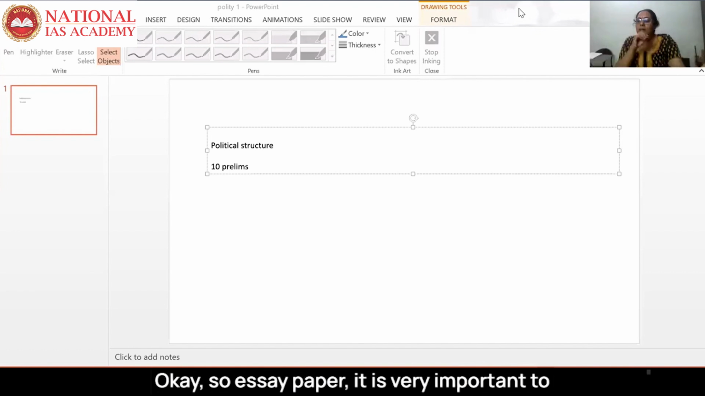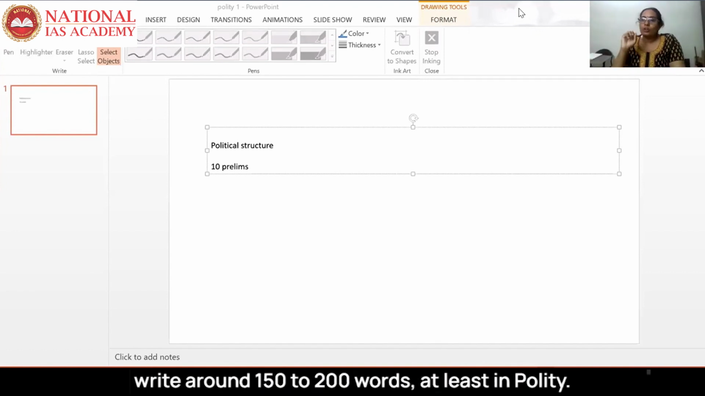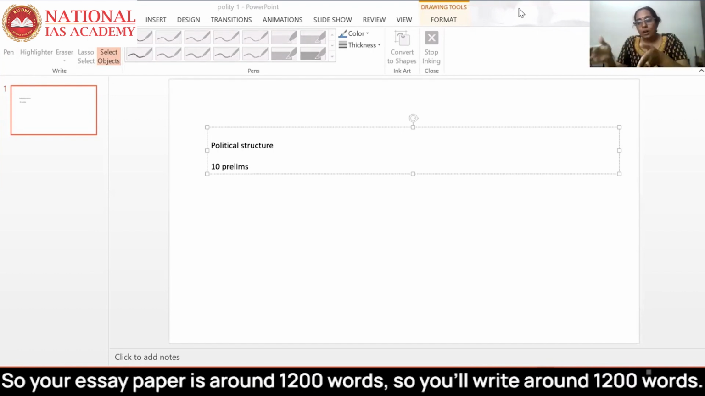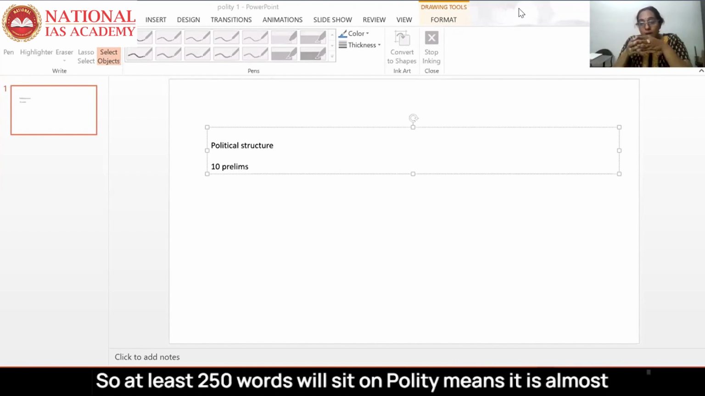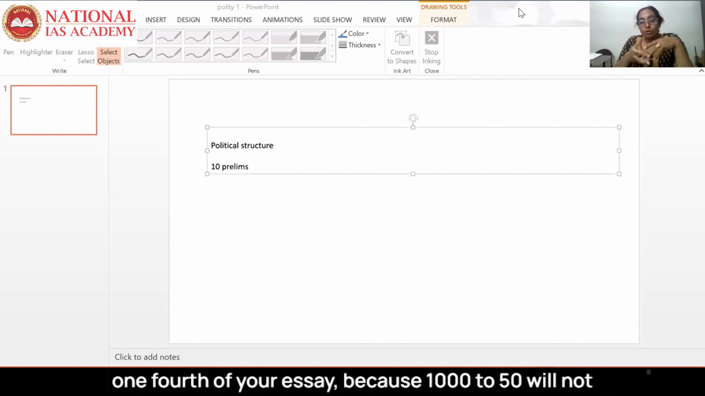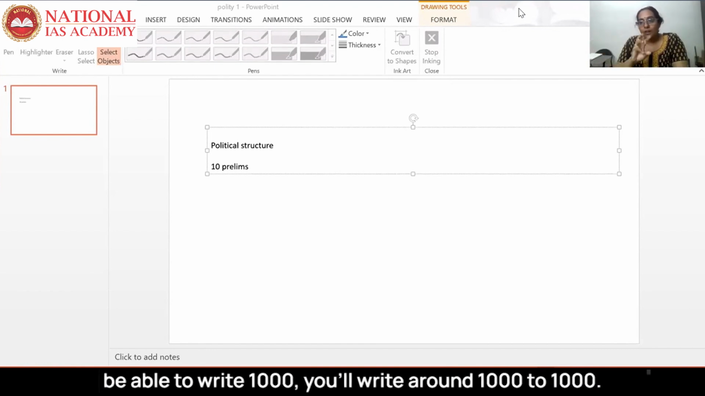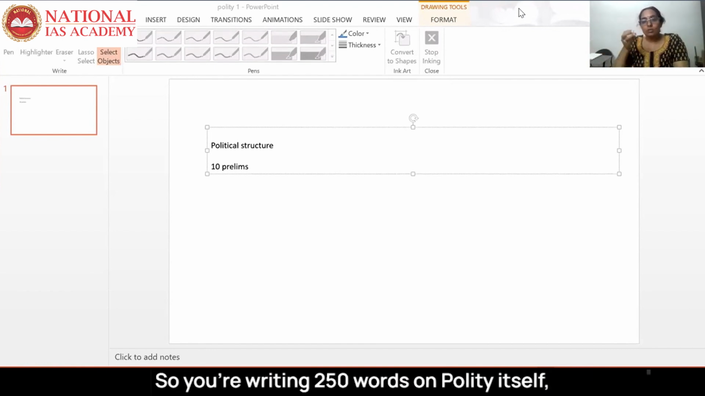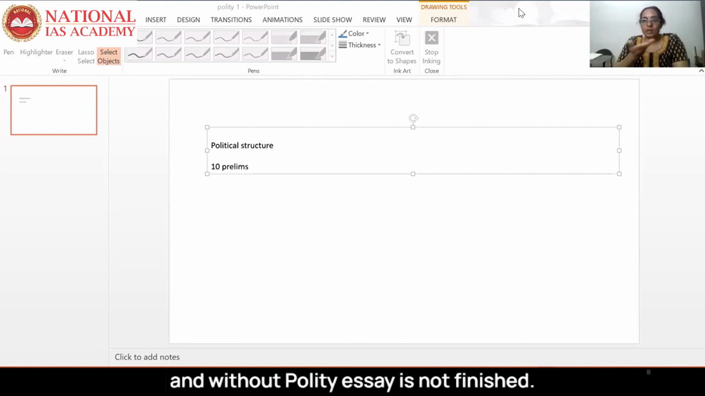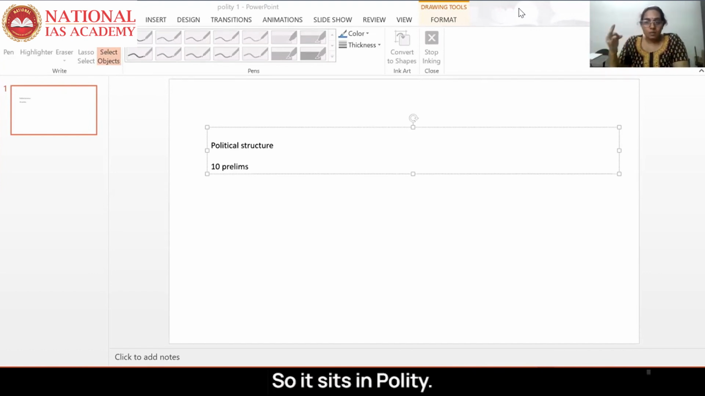Okay, so in the essay paper, it is very important to write around 150 to 200 words at least on polity. Your essay paper is around 1200 words, so at least 250 words will sit on polity. That is almost 1/4 of your essay, because of 1250 you will not be able to write 1000. You'll write around 1000 to 1100. So you're writing 250 words on polity itself, and without polity, the essay is not finished.